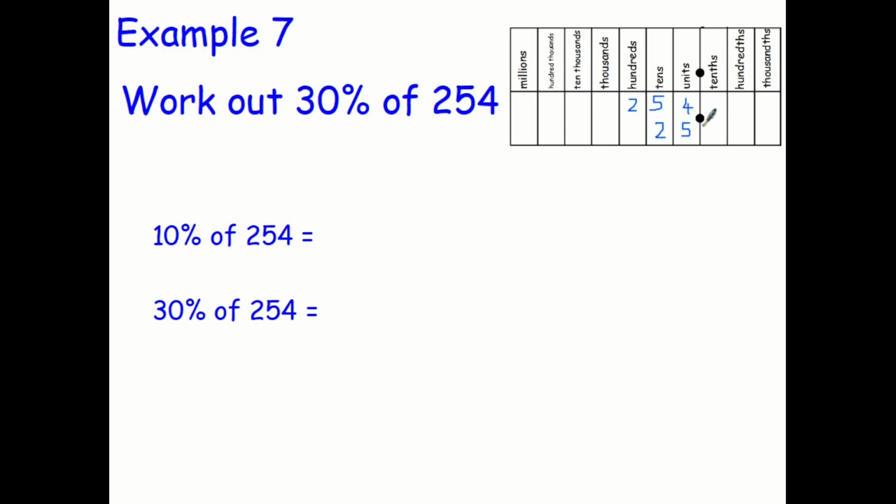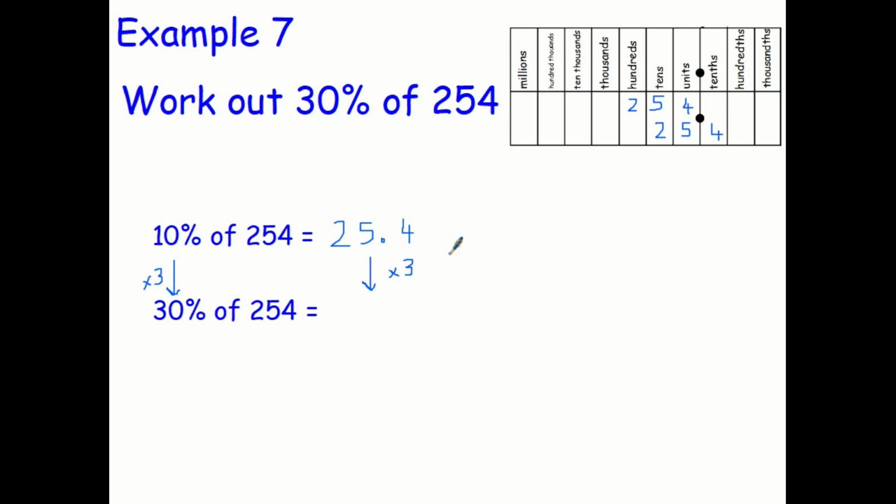So I get 25.4. So 10% is 25.4. And to get 30%, I'm just going to multiply that by 3. So therefore I must have to multiply this by 3 as well. So how can we do that?